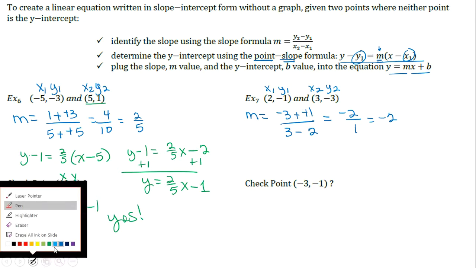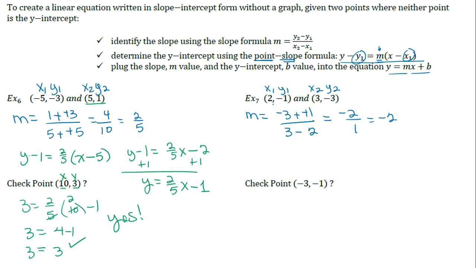Let's change this to green. So I'm just going to use this first one since it's already labeled x1 and y1, and they both have a positive and a negative. But either point will give you the same answer in the end. So I'm going to have y minus y1 is equal to my slope of -2 times x minus my x value. This gives me really y plus 1 here.